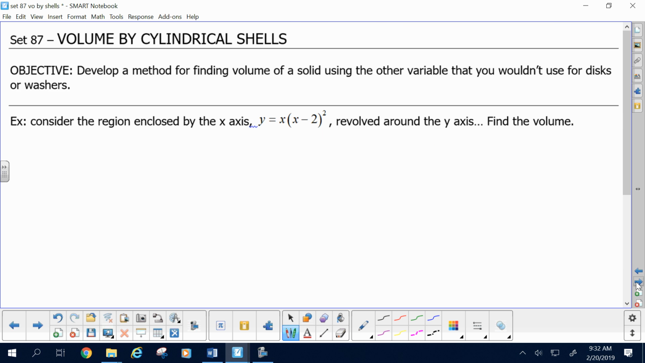Let's go here then. Say we had this graph. y equals x times (x minus 2) squared revolved around the y-axis. Let's get the graph first. It's a positive x cubed shape with zeros at 0 and 2.